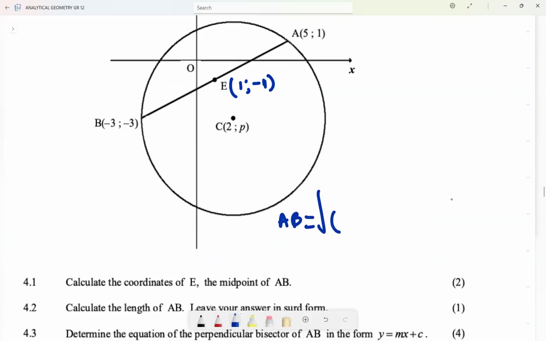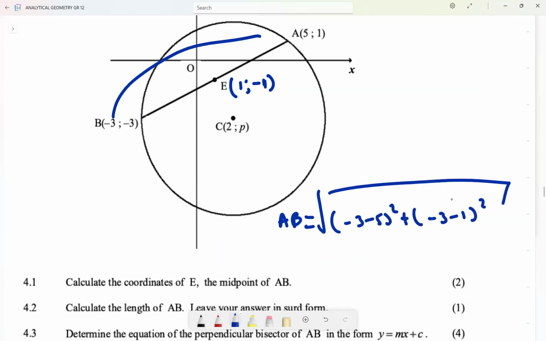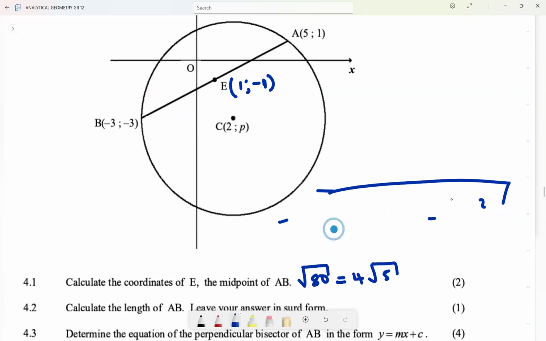It is x minus the first x, I can say negative 3 minus 5 squared plus negative 3 minus 1 squared. Guys, it's also fine if you said 5 minus 3, which is 5 plus 3, and 1 plus 3. It's fine. And then you get AB to be something like, they said leave your answer in surd form. You can leave it at square root of 80 or 4 square root of 5, as long as it is in surd form. Okay.